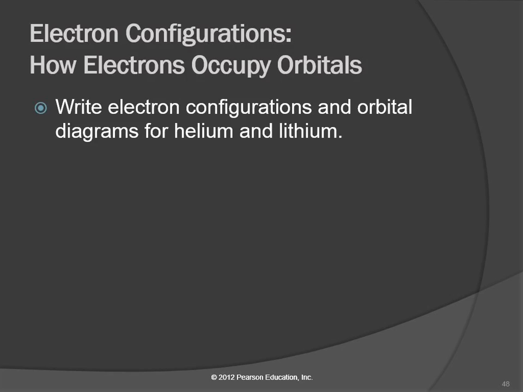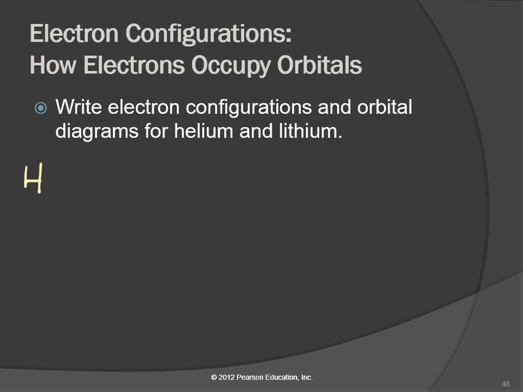Okay, so let's just jump in here. We're going to write electron configurations and orbital diagrams for helium and for lithium. I find the orbital diagrams to be a little easier to start with. So we'll do the orbital diagram first, and then we'll do the electron configuration.